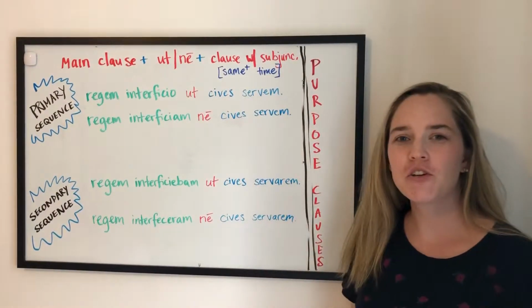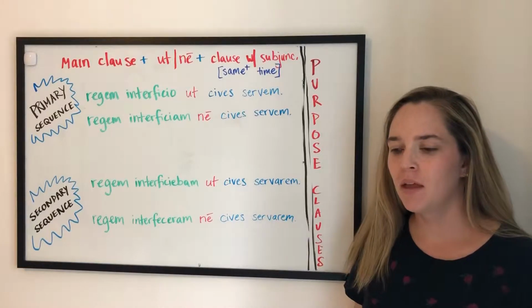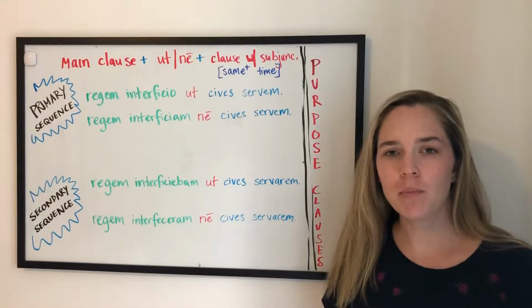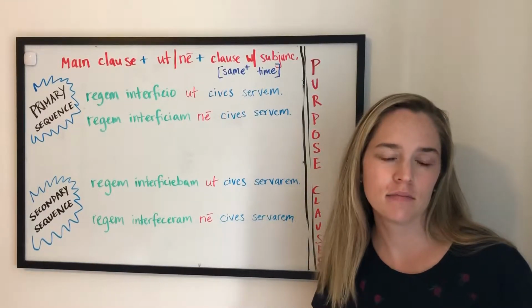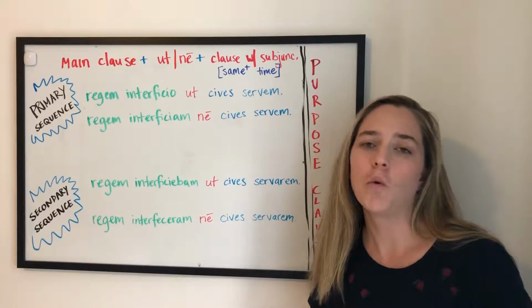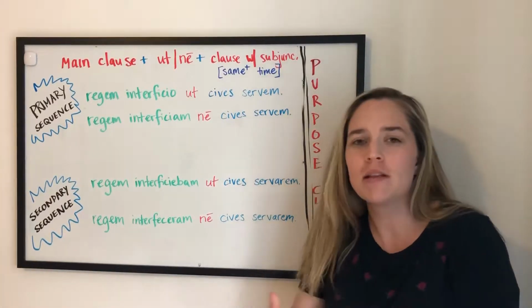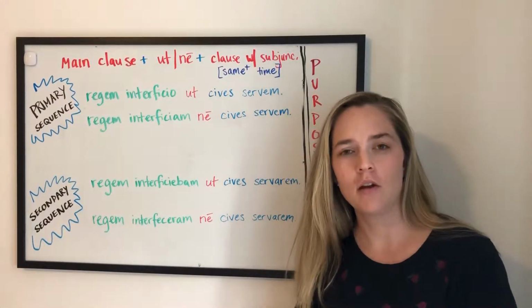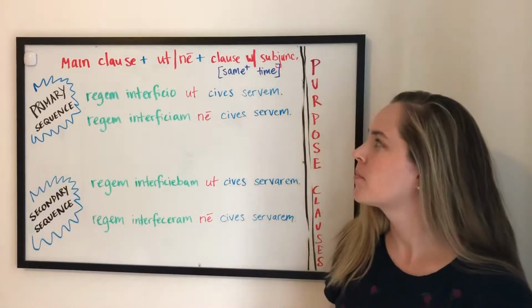So one of the special uses of the subjunctive that we see all the time in Latin is the purpose clause. A purpose clause is a clause that begins with the phrase in order that, in order to, or so that something happens. You do one thing in order for another thing to happen, or you do something so that something else will happen.